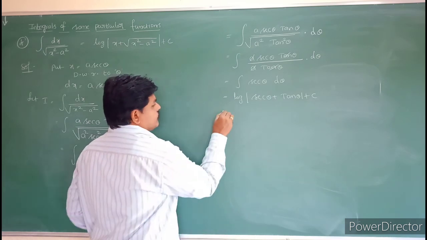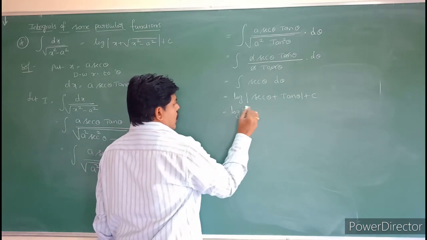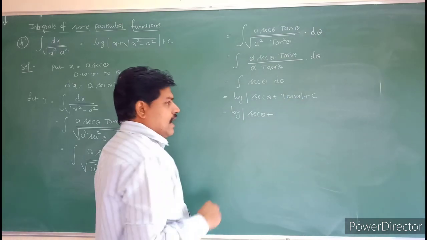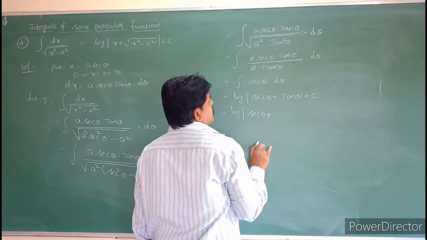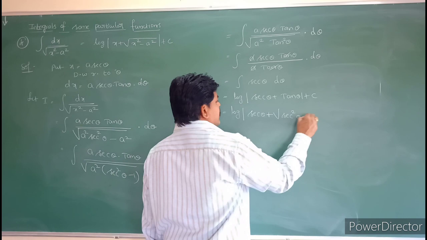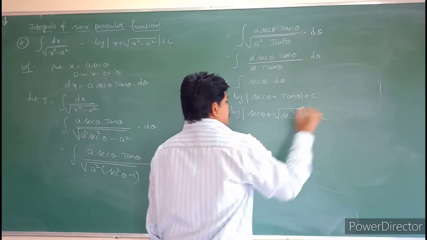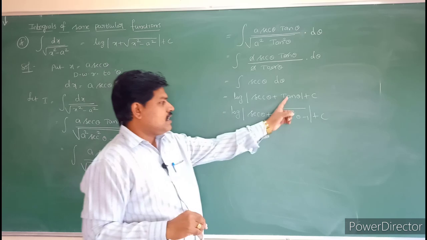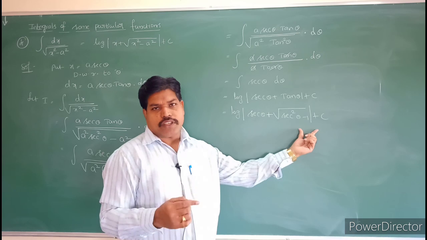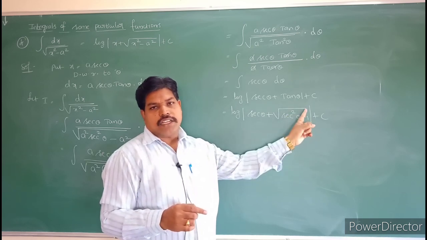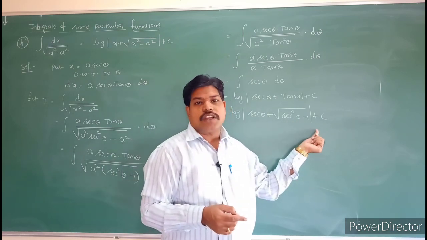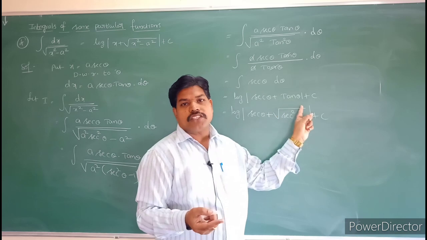So that is equal to log of mod secant theta plus tan theta, which you can write as root of secant square theta minus 1, plus c. Tan theta you can write as root of secant square theta minus 1. Why? Because secant square theta minus 1 is tan square theta, and tan square and the root will be cancelled. It will become tan theta.